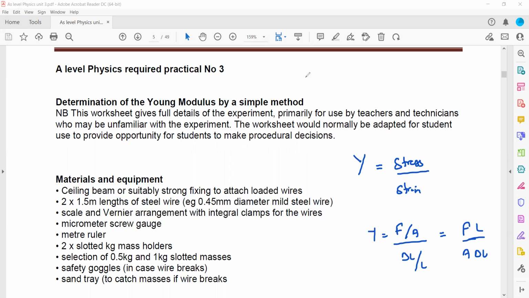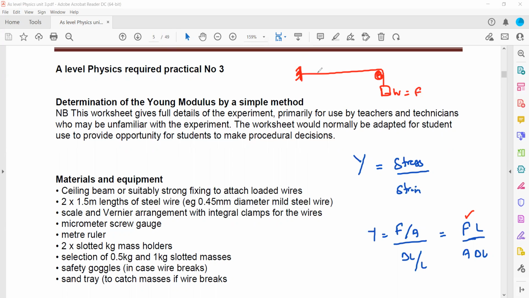So basically what we'll do, we'll take a wire, one end of the wire is fixed and the other end is passing over the pulley, and we attach a load. So whatever load we attach, that is equal to the force applied. So that is the force applied.